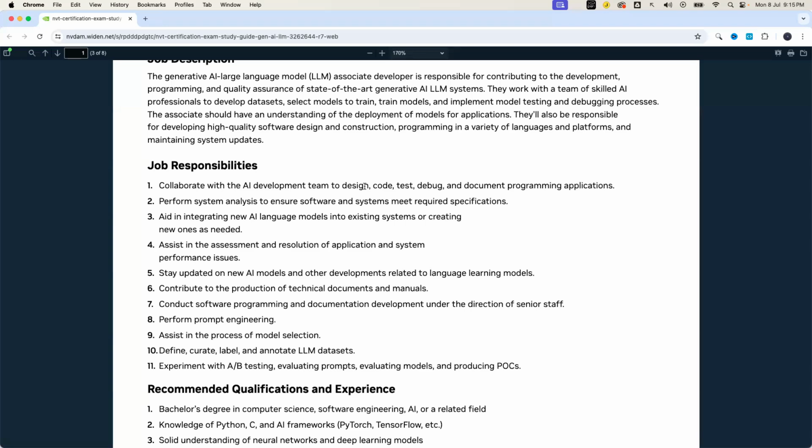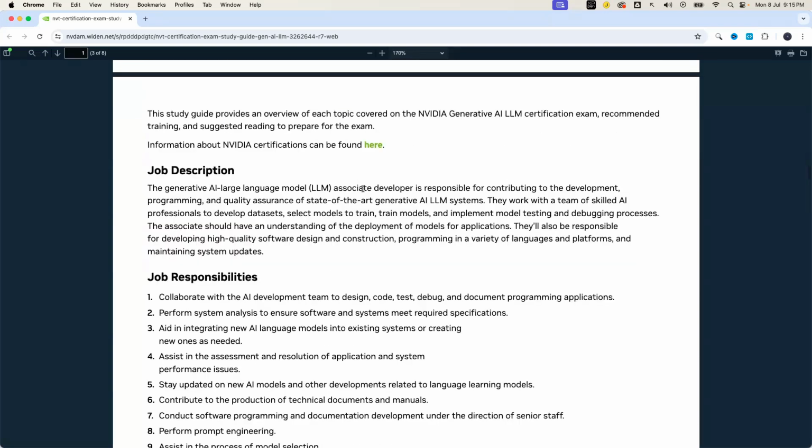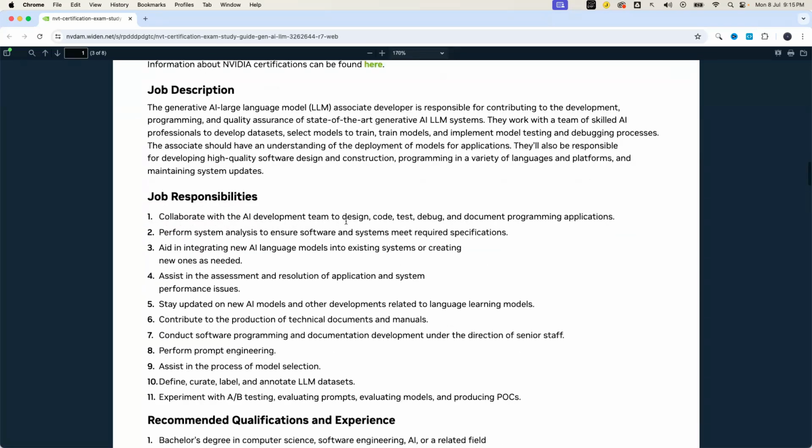So these are the job responsibilities of this AI large language model associate developer. Our learning journey and our preparation will be around these topics, so that if you're someone working as an LLM associate developer, you'll be able to work in an effective manner. That's how the examination is designed, and that's how we'll be covering the topics as we progress in the learning journey as well.